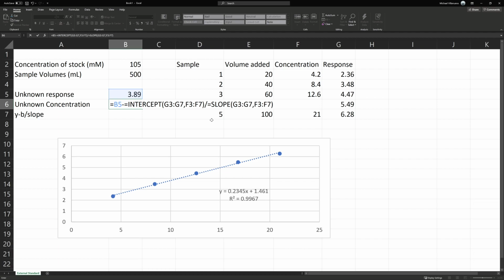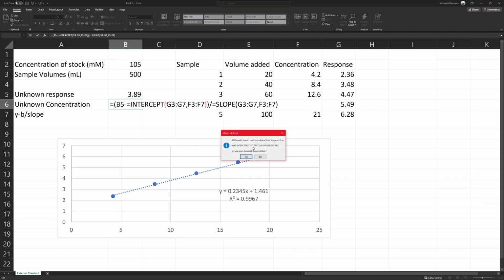Now, at this point, we are nearly done, but I want to make note that order of operations is incredibly important. Y minus b over slope means y minus b has to be carried out before the division. So we need to put brackets before the B5 and brackets after the intercept. And let's see, I found a typo here somewhere. B5 minus intercept.